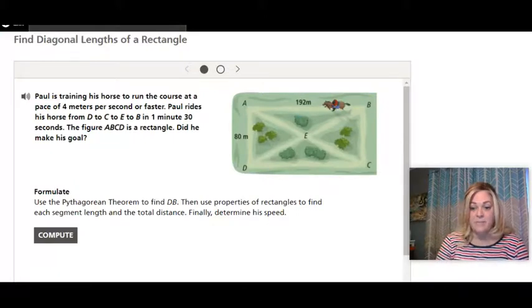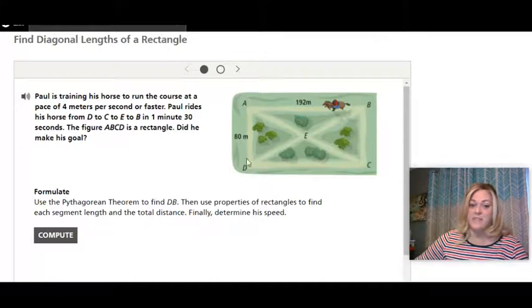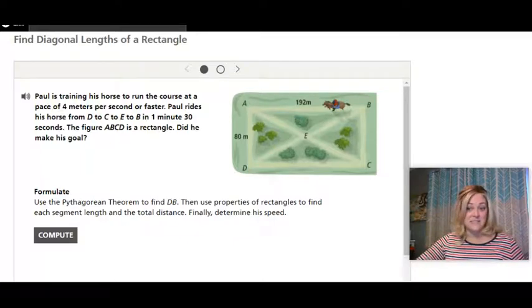This is a fabulous application problem, so I'm not going to give you too much information because I want you to do this on your own. But basically, there's someone, Paul, that's training his horse to run a course, and it tells you how far he went, and if you look, this is a rectangle, so if this is 192, so is this. If this side is 80, so is this side. And then it wants you to figure out if he met his goal of riding 4 meters per second or faster, which means you're going to deal with distances to find the lengths, and you're going to deal with time or rate, so distance compared to time.